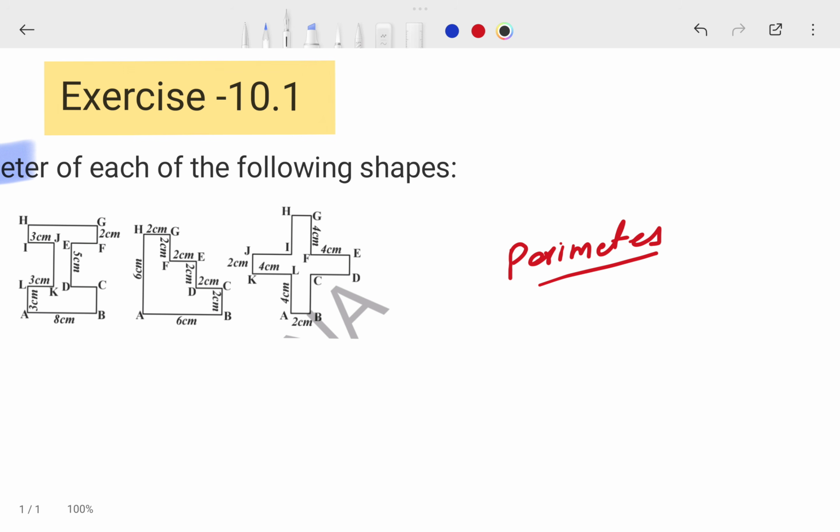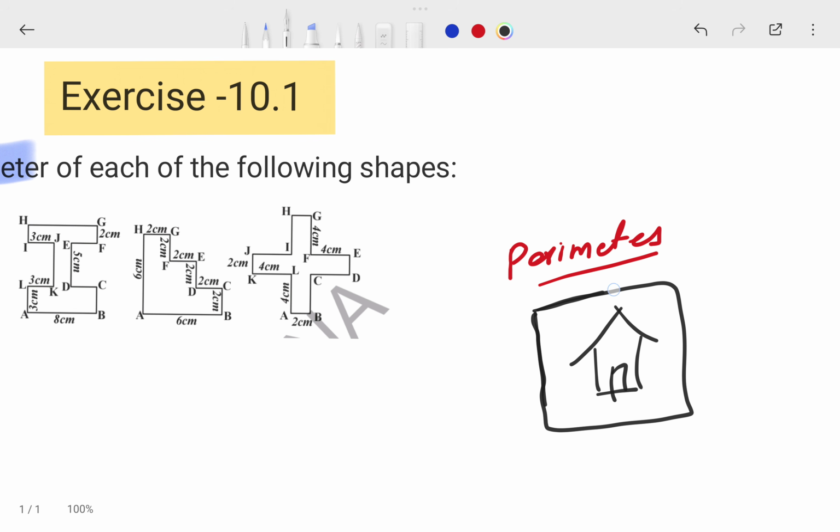How and why? Let me explain. Let's suppose this is your house. It is not looking like your house, but wait, I will try to make it better. Okay, this is your house, and this house has a boundary around it. Let's suppose this is the boundary of your house, and inside that boundary is your house. When you find the measurement of this boundary of your house, that is called the perimeter. The boundary is only called the perimeter.